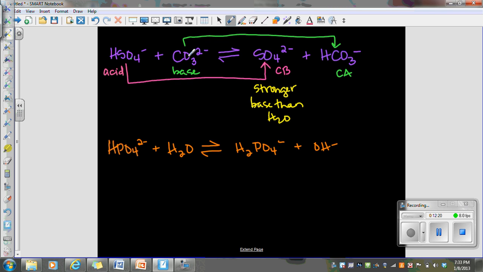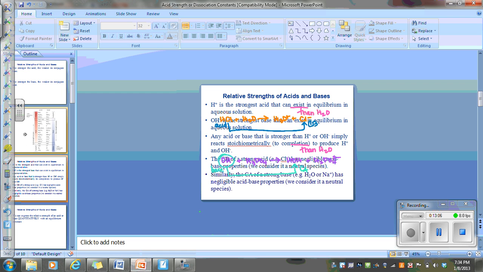Carbonate is, this might be good to actually go look at my chart, but carbonate is not one of our strong bases. So then I know that the conjugate acid, hydrogen carbonate, is a stronger acid than water. Both of these are weak. And so then I'll look at these and I'll say, okay, this is a stronger base than water. This is a stronger acid than water. And then I have to decide which way am I going to go. What I would do in that situation is go back and look at that table. So we're going to go back to that slide.